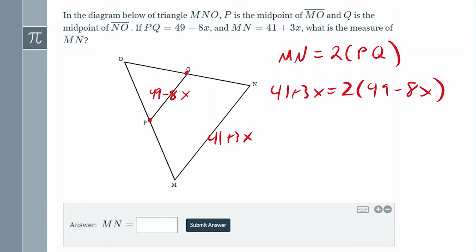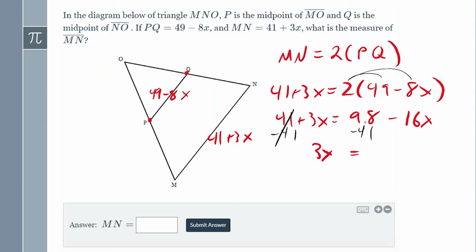Okay, now we just need to do some algebra and solve for x. Okay, so we get 41 plus 3x is equal to 98 minus 16x. And we've got to move our x's to the same side and our constants to the same side. So let's move the 41 over with the 98.